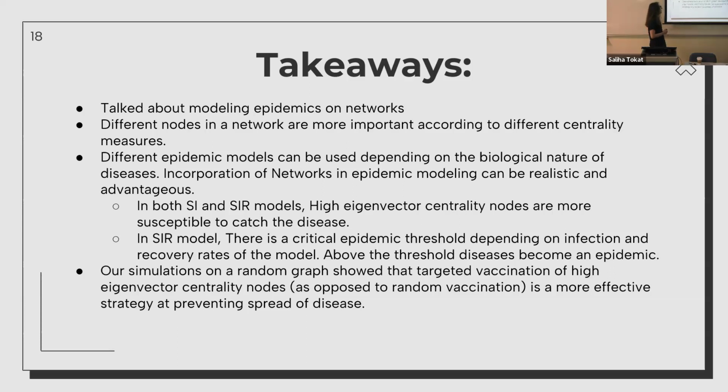And finally, we made some simulations using a Python library. In the simulations, we see that targeted vaccination of high eigenvector centrality nodes, as opposed to random vaccination, is a more successful strategy, as can be predicted from our model.